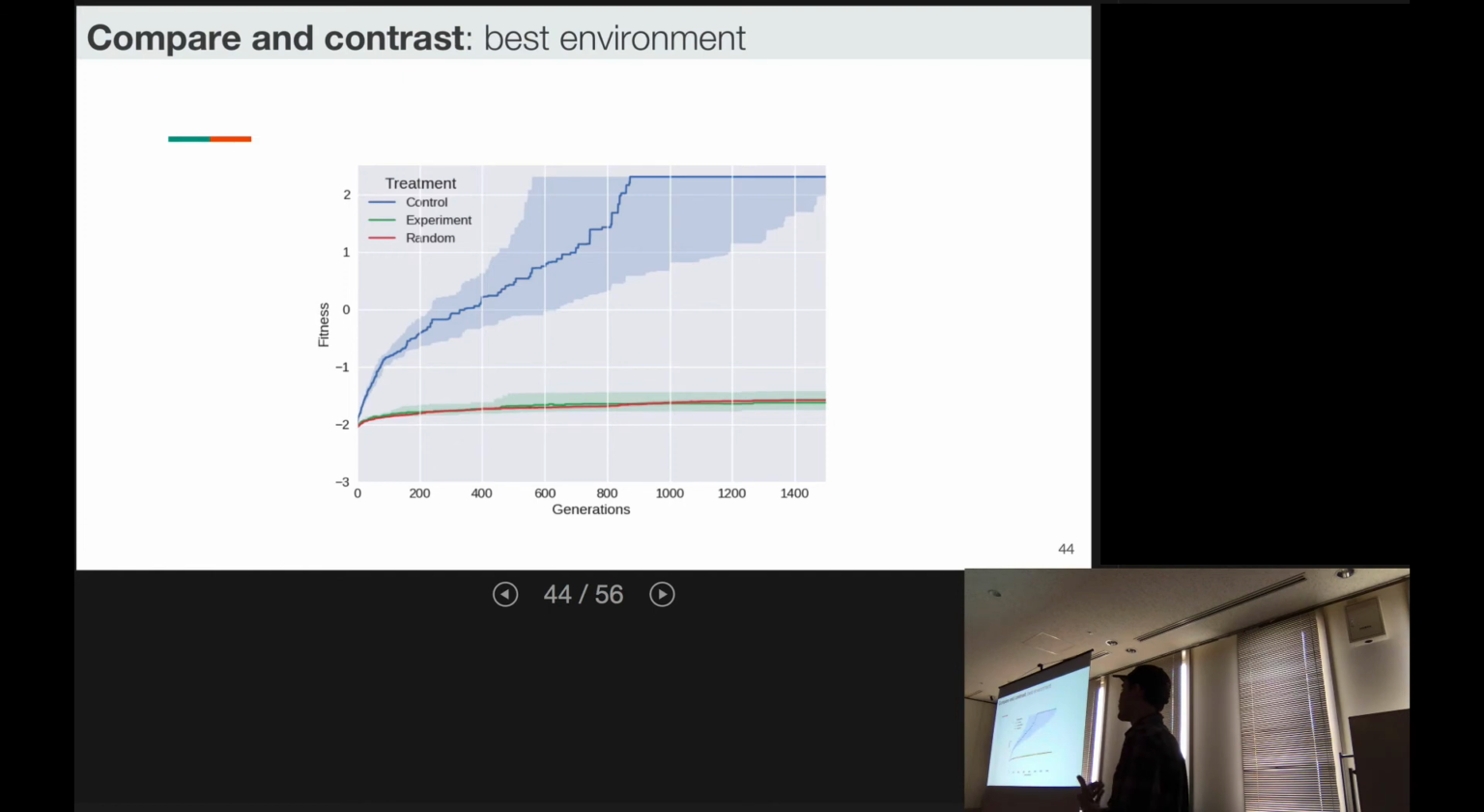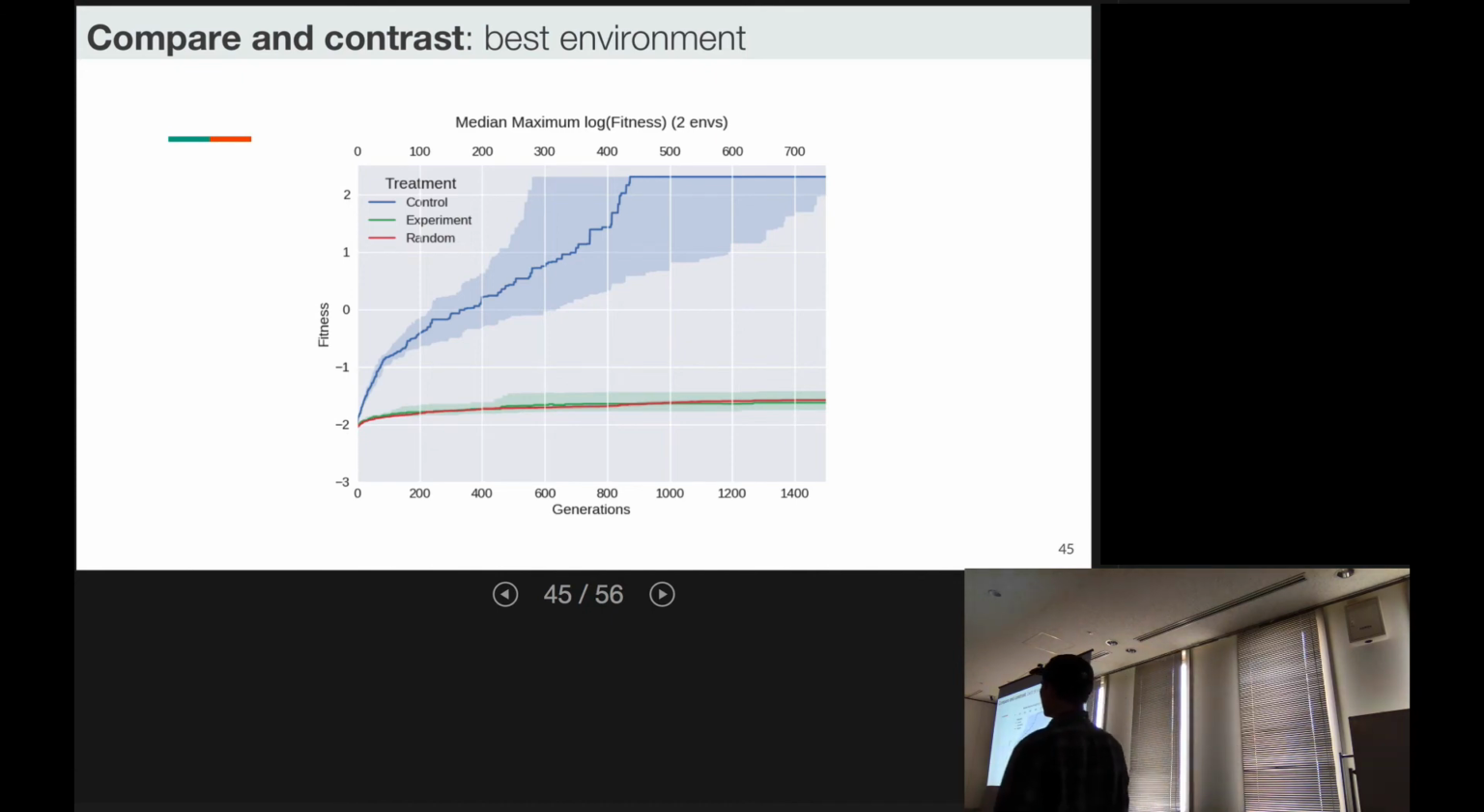So this is for the case of 2 task environments. This is the best performance for run champions across 1,500 generations. So for the control and the random, we're evaluating for 1,500 generations, and the experiments, we're evaluating for 750. Because again, we have 2 evaluations per environment, so we have to do half the number of evaluations for fairness of comparison.